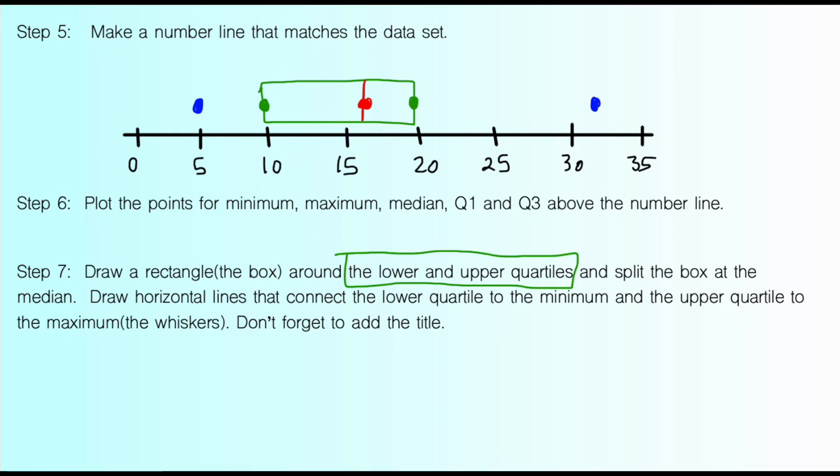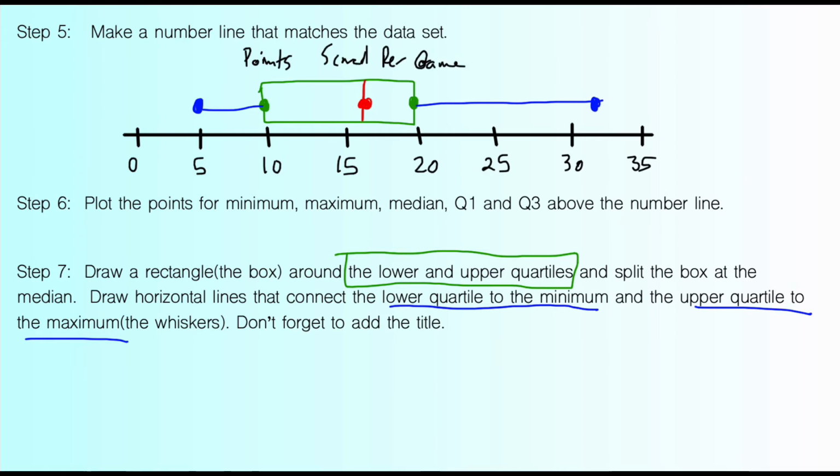Okay, and then the last thing you're going to do is draw lines that connect the lower quartile to the minimum, and the upper quartile to the maximum. And that is what a box and whisker plot looks like. As always, you should make sure that you've got a title in there. I'm going to title this Points Scored Per Game. Okay, and that is a box and whisker plot.